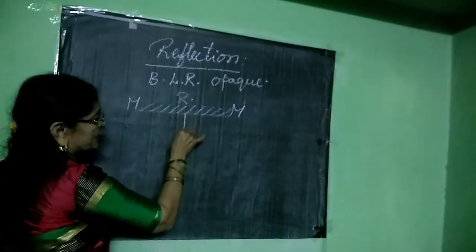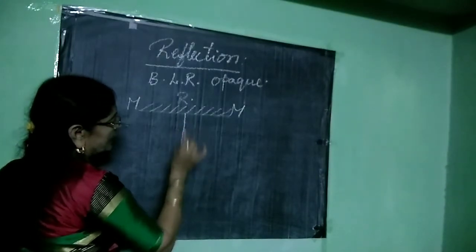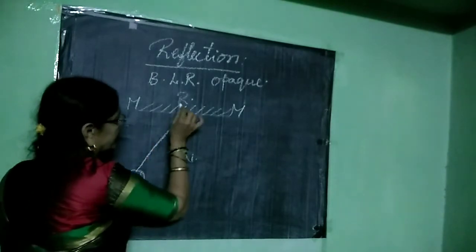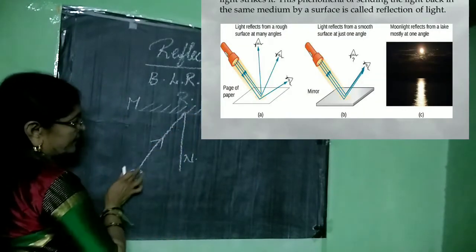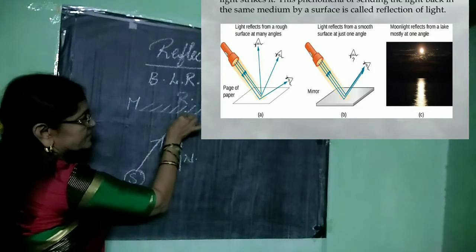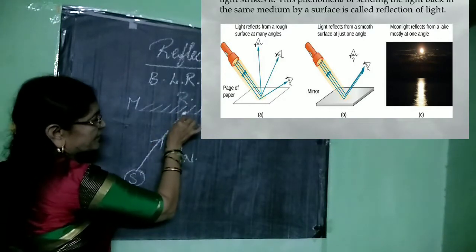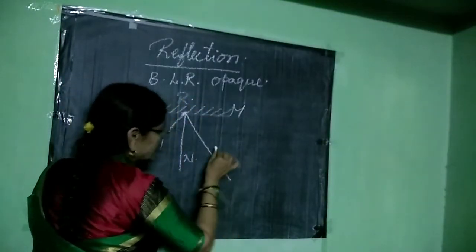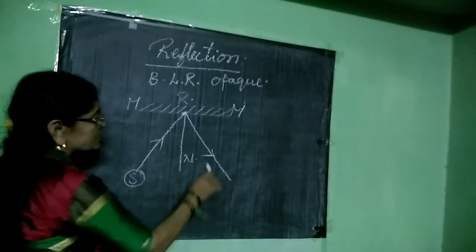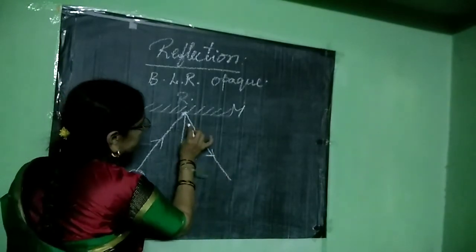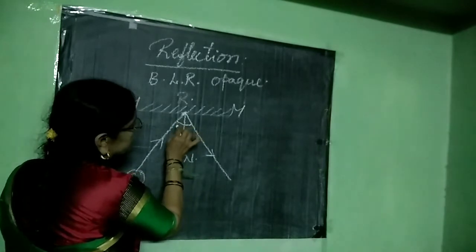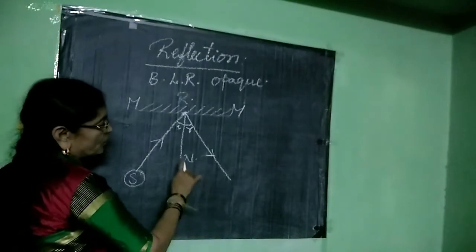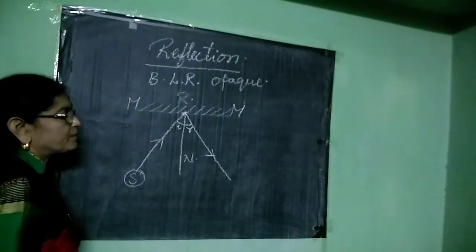and draw a perpendicular. This is called the normal. And suppose the light ray is from the source coming and hitting it. This is the incident ray. The ray which is hitting is called the incident ray. Now from this point, it bounces back with the same angle into the same medium. This bouncing back ray is the reflected ray. This is the angle of incidence. This is the angle of reflection. This is how the reflection takes place in a plane mirror.